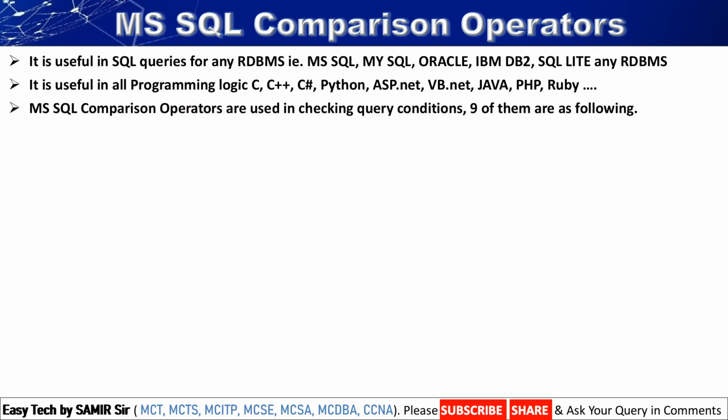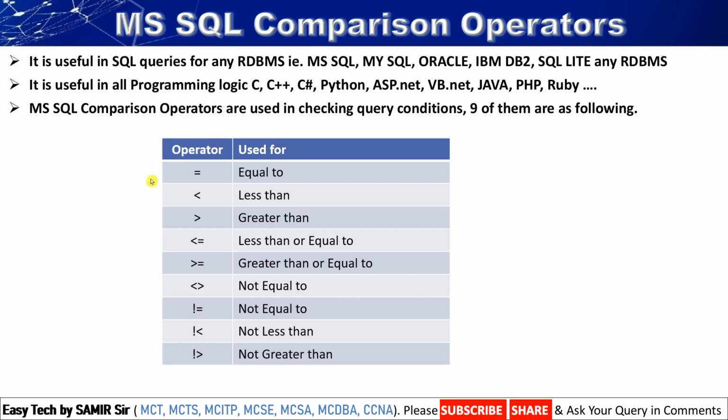There are 9 comparison operators. The first one is equal to, when you want to say whether A equal to B. Second is less than, A is less than B. Next is greater than, A is greater than B. Then less than or equal to, and greater than or equal to. Not equal to can be written as less than greater than sign, or exclamation sign equal to. These both are same as not equal to.